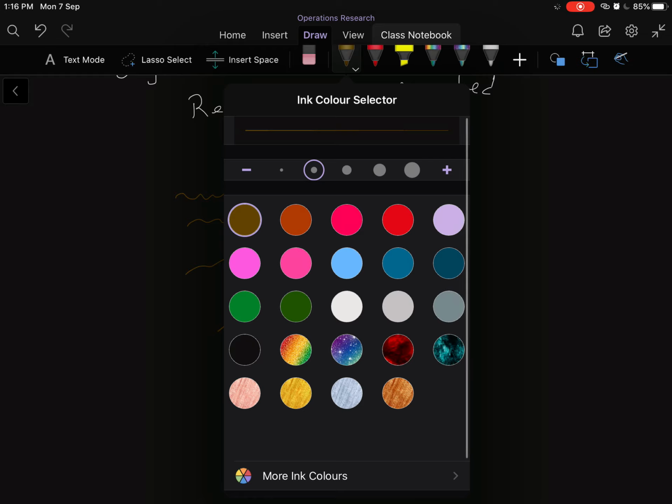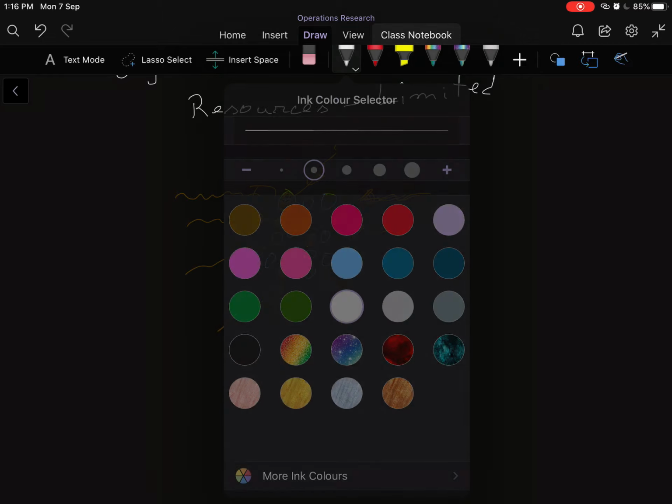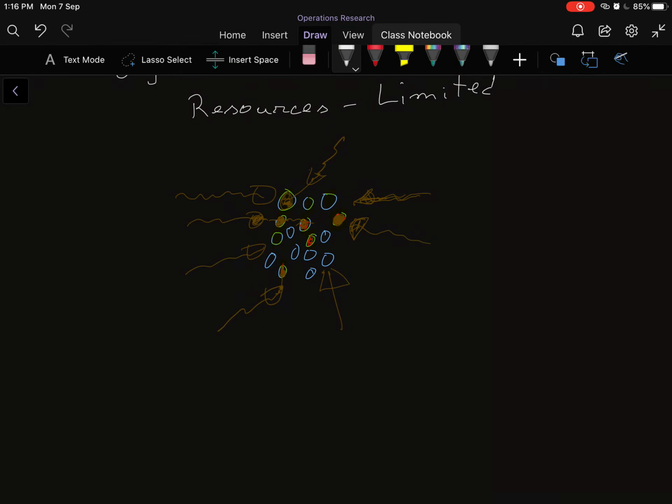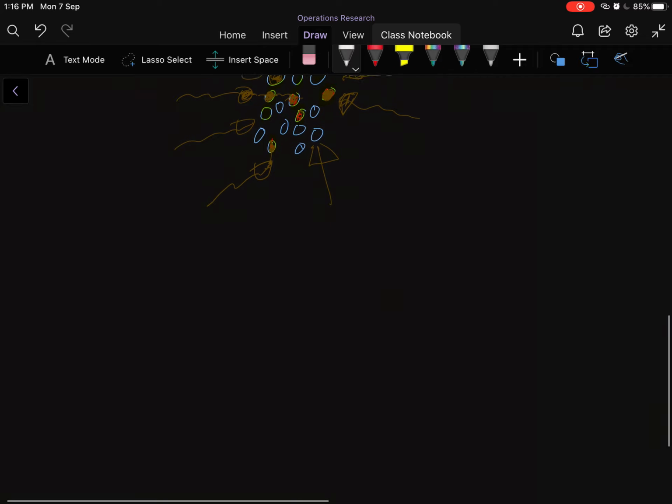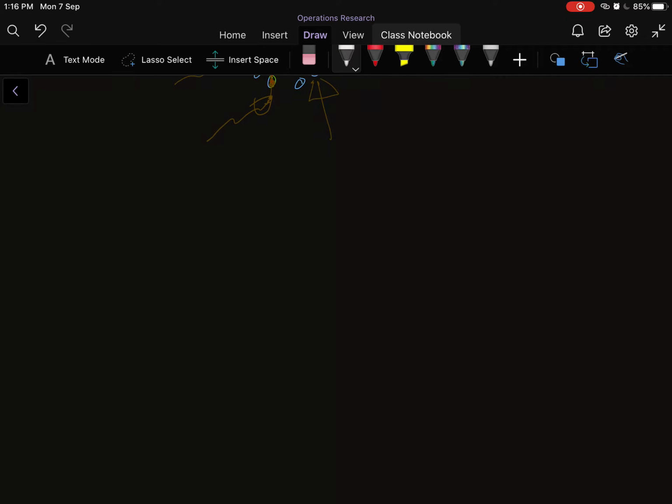Now let's take a very simple example and see how we can formulate a problem of operational research in such a manner that it can be solved effectively using certain algorithms that we would be discussing in our future lectures. So let's start with our first example of formulation of an operational research problem.